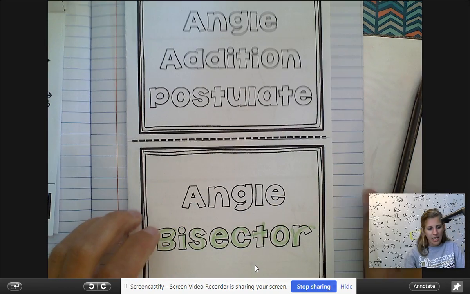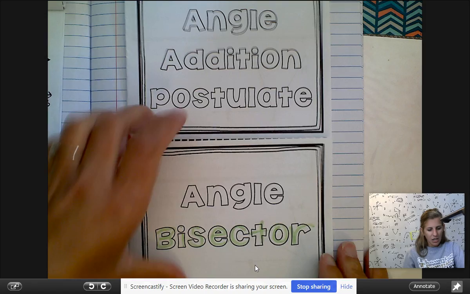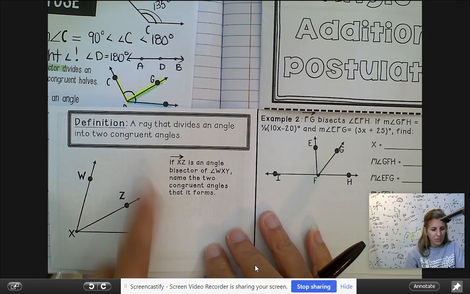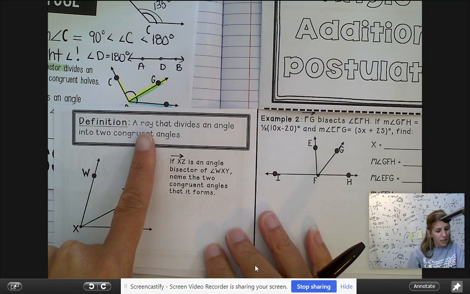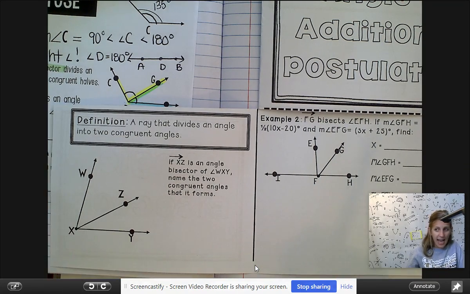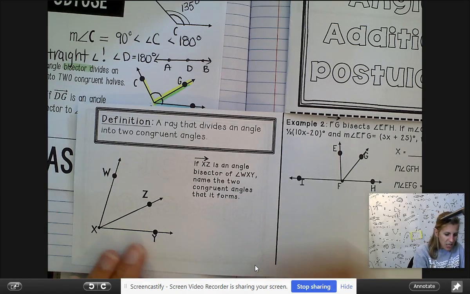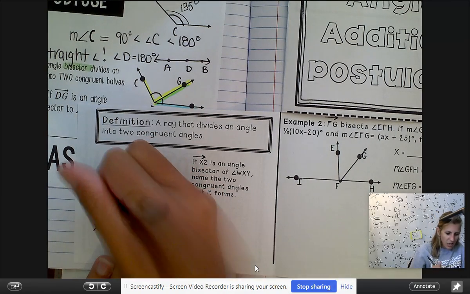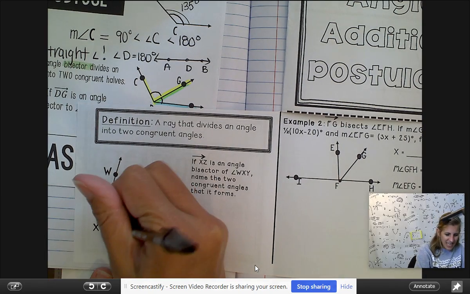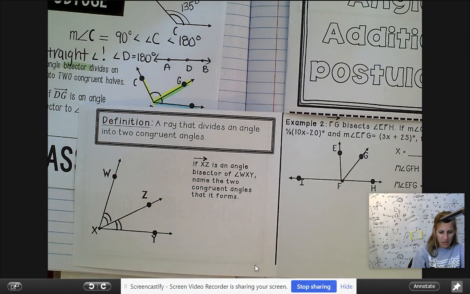So we open this up and take a look. We have our definition again. An angle bisector is a ray that divides an angle into two congruent halves, or two congruent angles. So we could say that this angle, two rainbows, is the same as that angle, two rainbows.